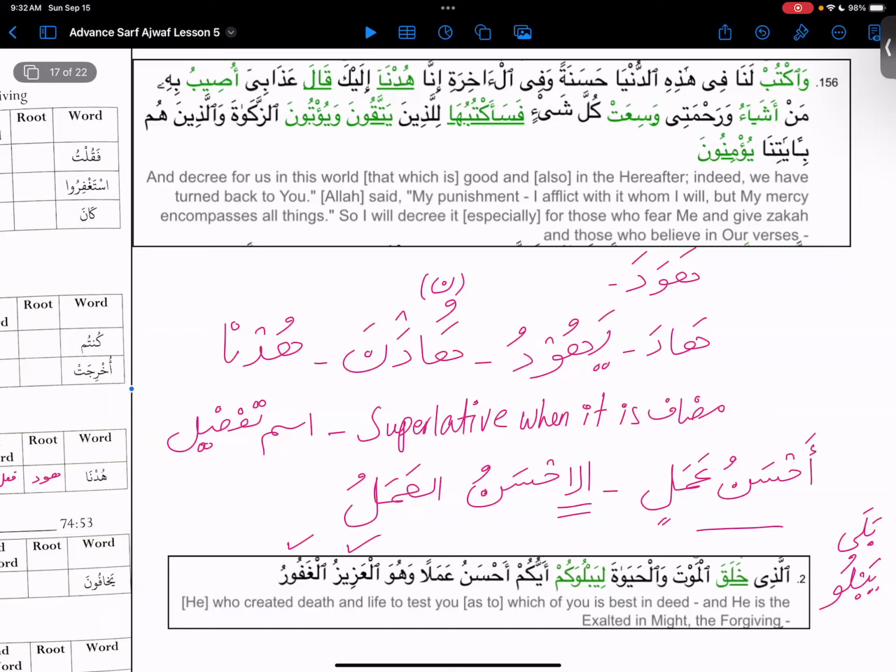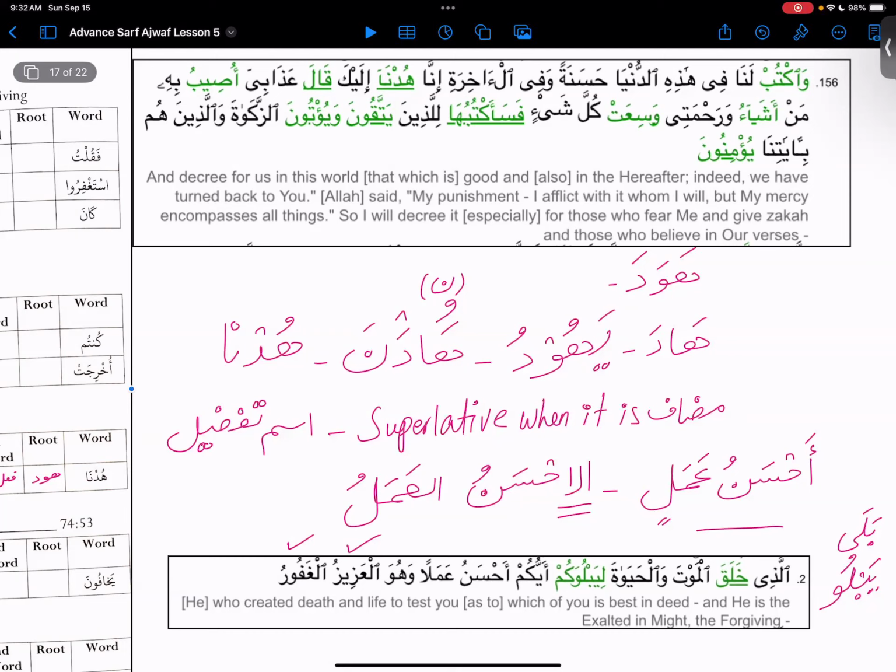Inna hudna ilayka. Then it says, this is a jumla ismiya? Yeah, inna is mubtada and hudna ilayka would be the khabar of it. Or it can also be like we find our way towards you, like back to you. Obviously after repenting, we are turning back to you, right? In that sense, yeah.